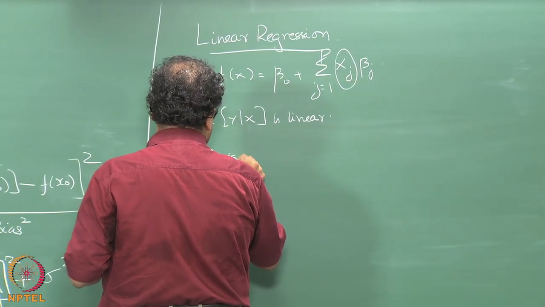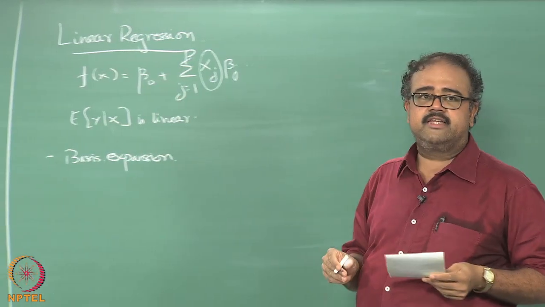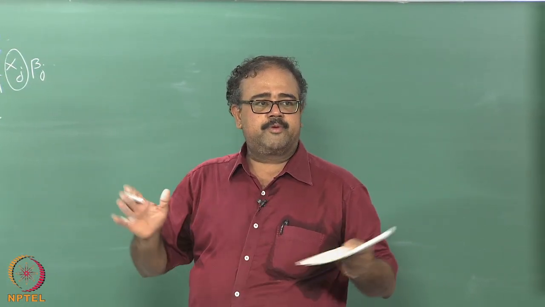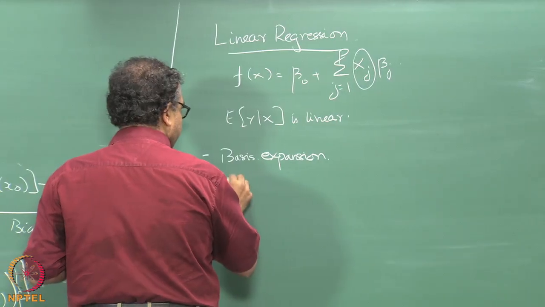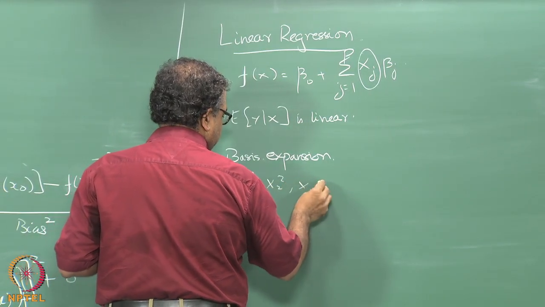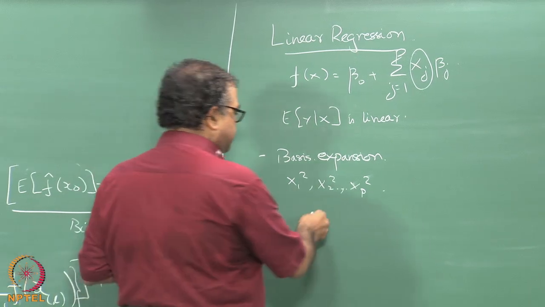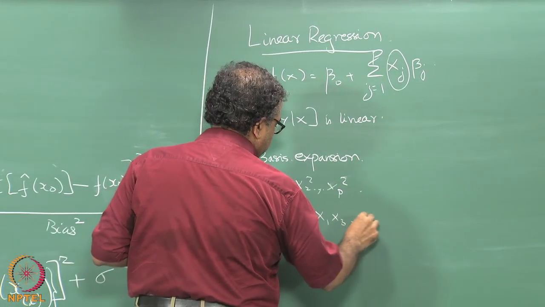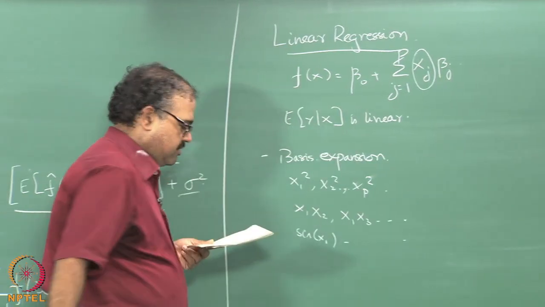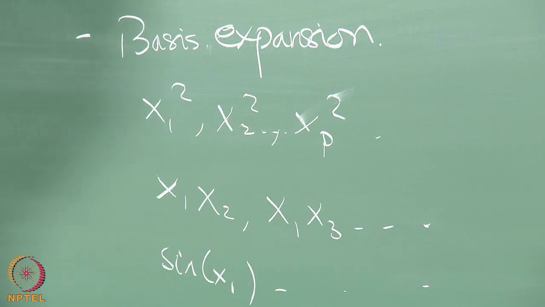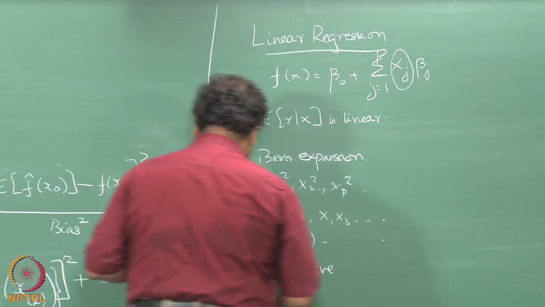We talked about basis expansions, which essentially is blowing up your input space by some kind of transformation of the input variables. So if my original data is x1 to xp, I can think of this as my input. That is basically basis expansion. I could also think of interaction terms. I could think of more complex transformations.